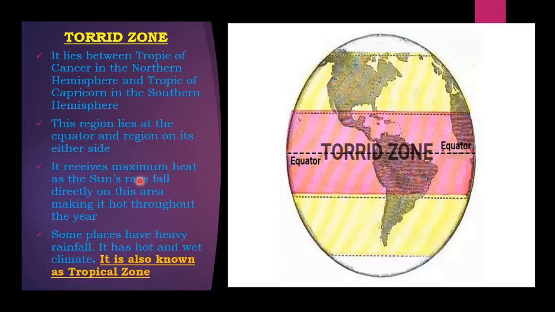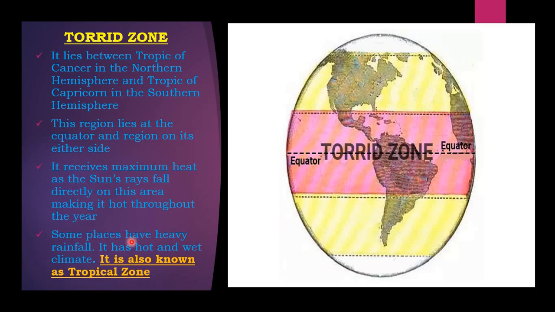So why does it receive the maximum heat, children? Because it is at the center of the equator. Of course, the rays of the sun fall directly on this area. So therefore it receives the maximum heat directly from the sun. So therefore this place always remains very hot.